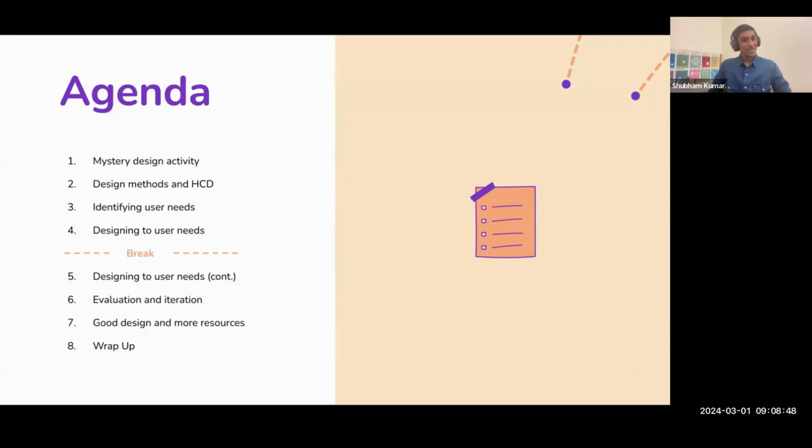Hello, everyone. I'll just quickly go over the agenda. We'll start things off with a mystery design activity, so stay tuned. Next, we'll discover a bunch of design methods, in which we're going to take a closer look at human-centered design, which is our star candidate. Then we'll dive a little deeper into HCD. We'll go over identifying user needs, designing to user needs, and evaluation and iteration, which are the three main steps in HCD. Finally, we'll go over what it means to build a good design, and then give you access to some of the resources that we think are really cool. So that's the agenda for today. Let's move to the next slide.